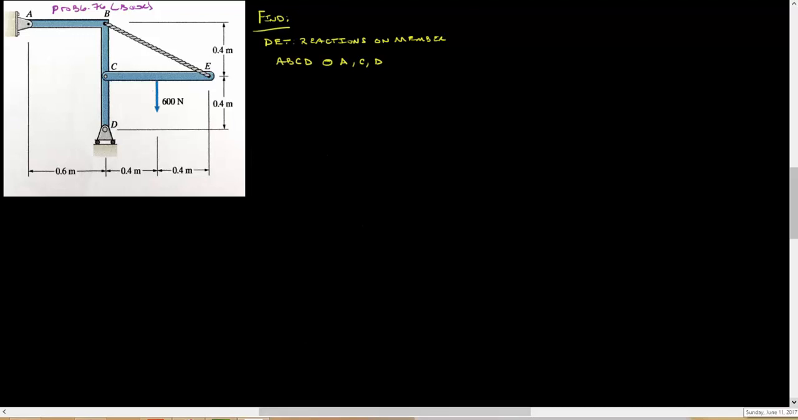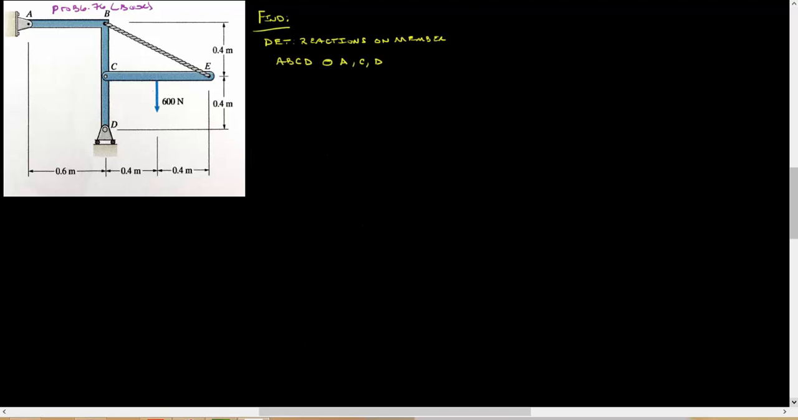We're looking at problem 6-76 in your book, and we are looking to solve for the reactions on member ABCD at points A, C, and D. So when I look at this, I am going to draw the free body diagram of the entire frame.